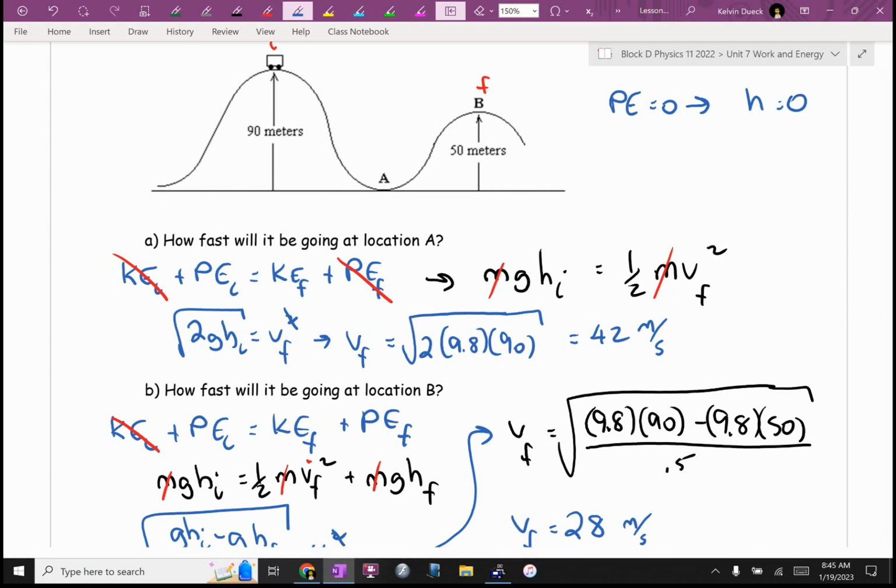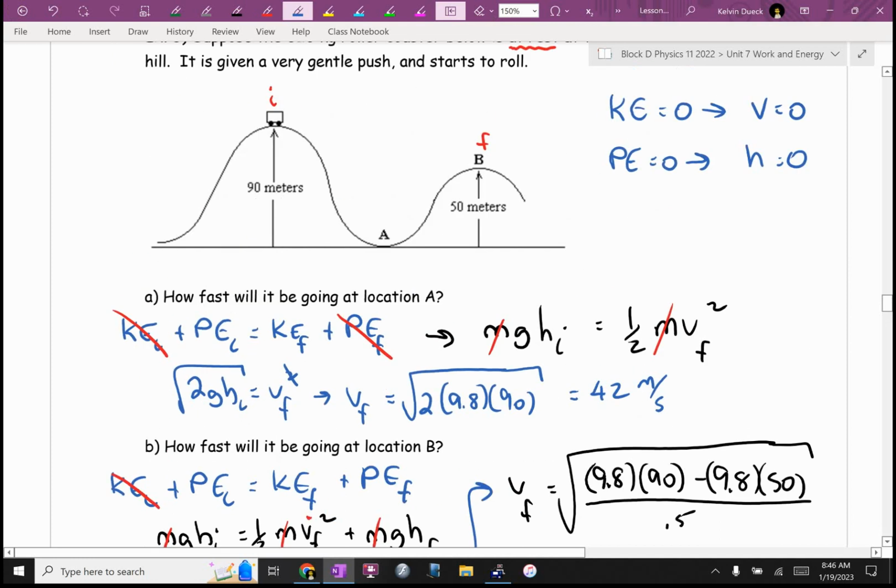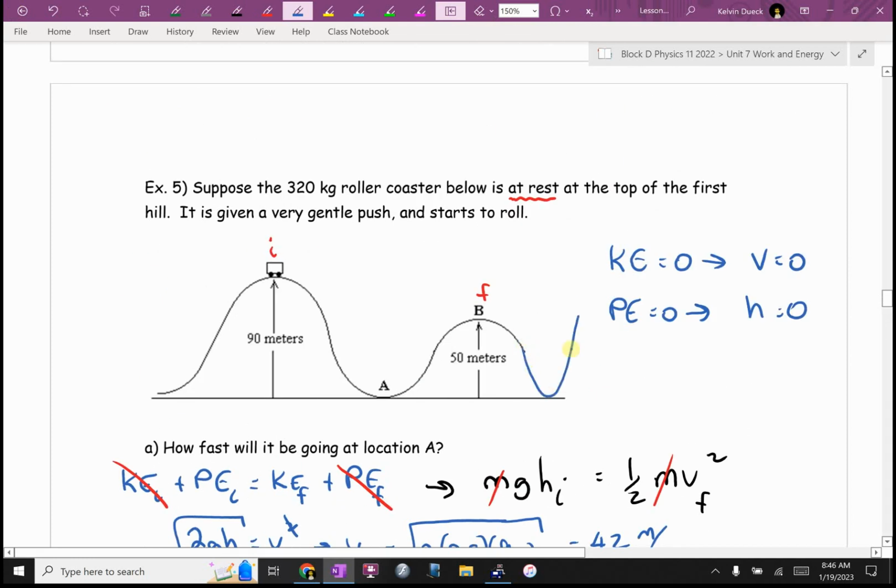Why do I think that it's higher? If it was lower, what would this speed be? Bigger than 28. Wouldn't it? Right, Jesse? If it was lower, you would have lost potential, and energy's got to go somewhere. It would be kinetic. I think the third hill is actually higher than the second hill. I'm going to sketch it in. It's going to be, I don't know, something like that. I don't care. I just want to visualize it so that I can scribble, scribble, scribble and say, okay, that's final.